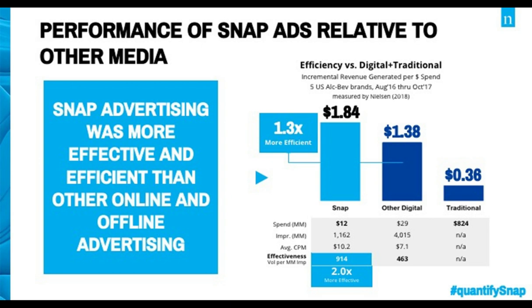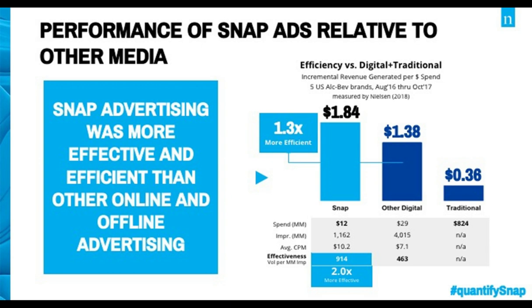So 184 basically means that for every dollar invested in Snap, you get $1.84 in revenue in return. In the table below, you can see the spend level, the impressions, the CPM, and then the effectiveness at the bottom. Effectiveness is how many more incremental sales you're getting per impression that you are putting into the marketplace.